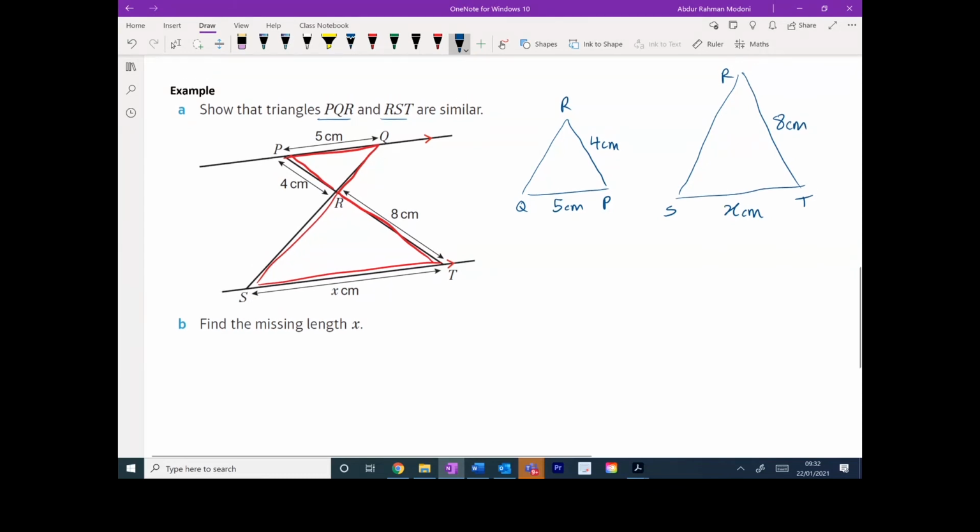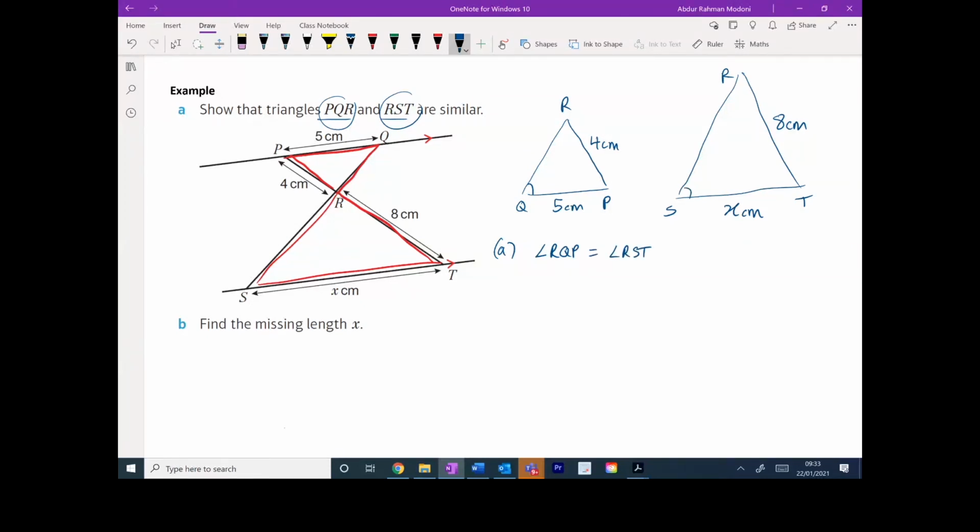So now that we have our two similar shapes, we need to go and answer the question, and we need to show how PQR and RST are similar. So this is a reasoning question. So part A, let's go and do the reasoning part here. First of all, we need to say that angle RQP must be the same as angle RST. So must be equal to angle RST.